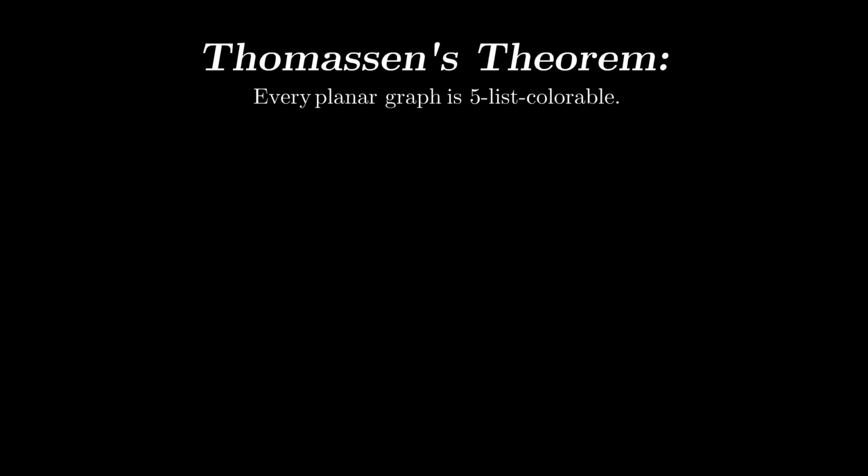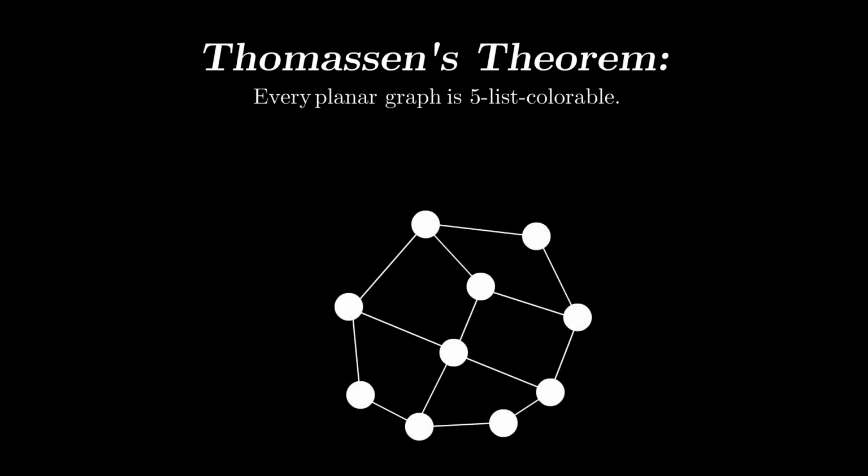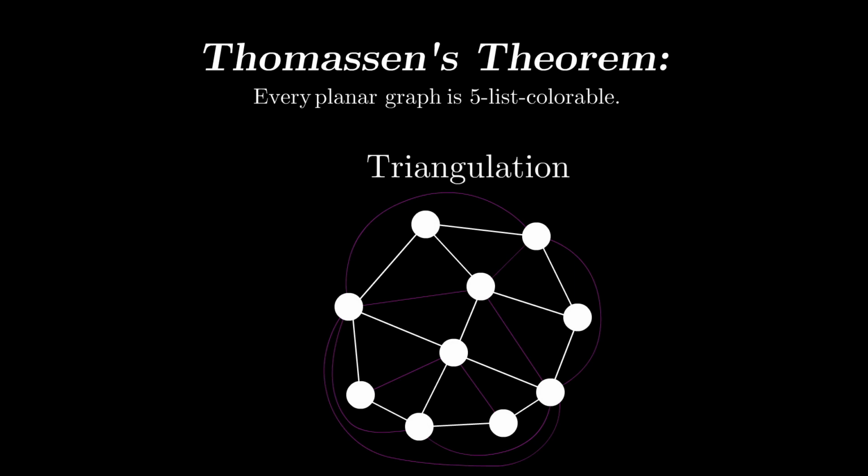Well, the first thing to notice is the following. It is enough to prove the theorem for triangulations. Triangulations are connected planar graphs in which every face of the graph is a triangle. Note that every planar graph can be turned into a triangulation by adding some edges, and if it is 5-list colorable after adding those edges, then when removing them, the colorings will still be valid.